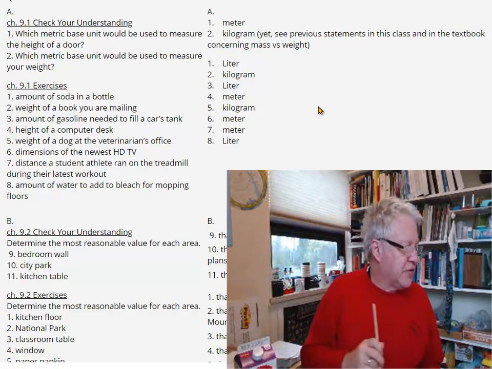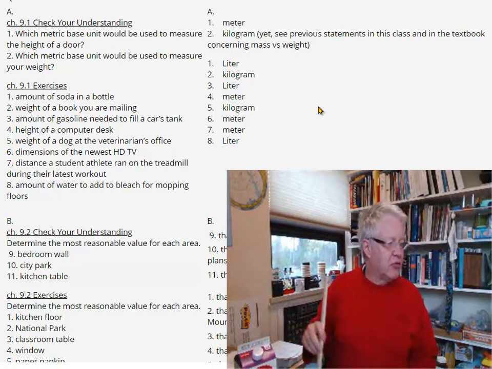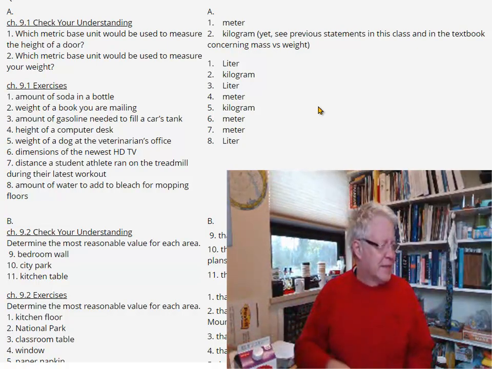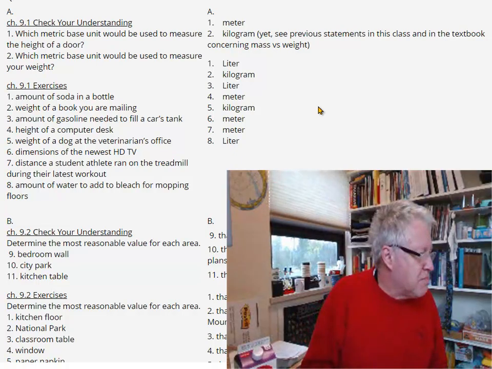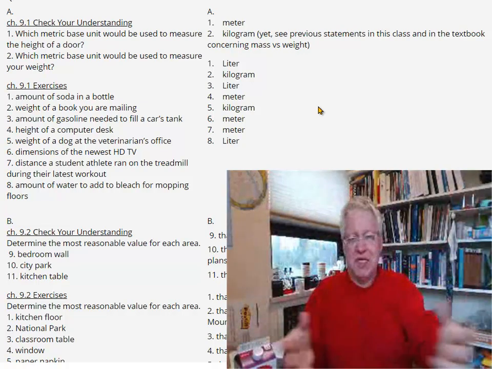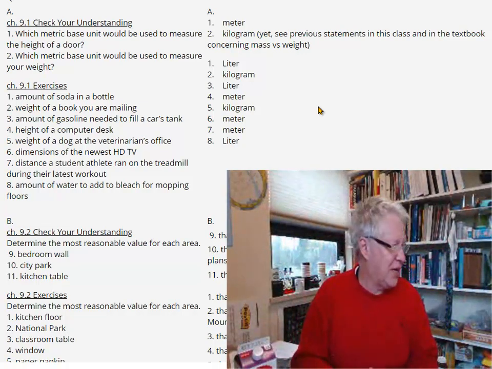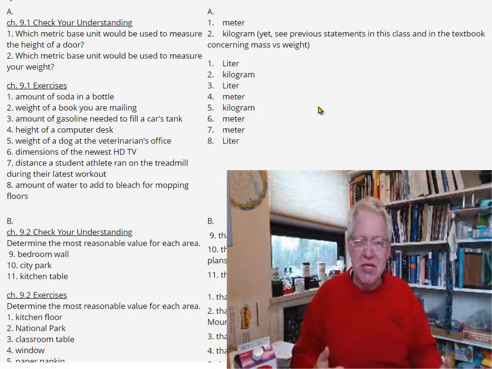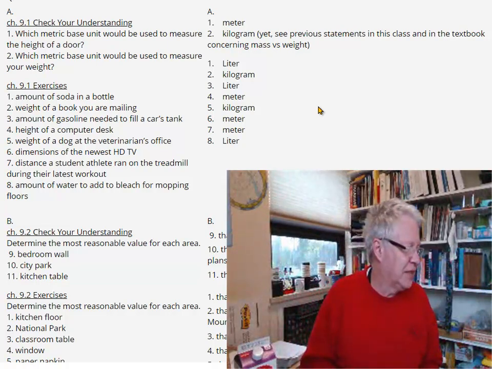Weight of a dog at a veterinarian's office, yeah, definitely kilograms, right? Grams would be a really light dog. What else do we have here? Dimensions of the newest HD TV. So the TV that I have in front of me, I would actually measure it in centimeters, but they're talking about the newest HD TV, so that could actually be a meter or a meter and a half, possibly.